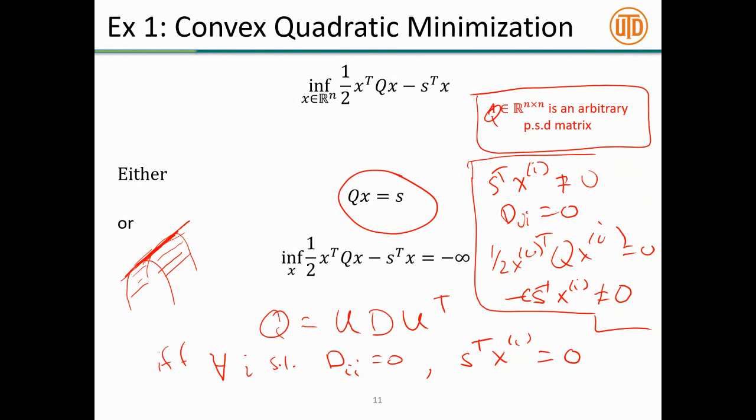Oh, I drew the picture backwards, actually. Apologies. I drew the concave version. A convex function would look like this. It'd be a right side up U shape, not the upside down one. Okay. Questions about this argument? Everyone happy with it?